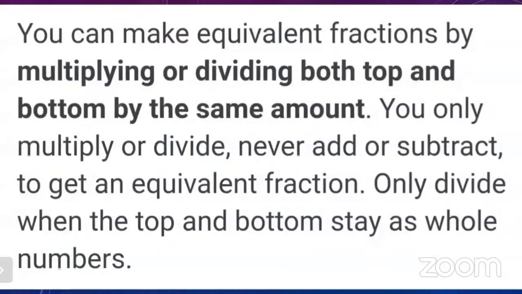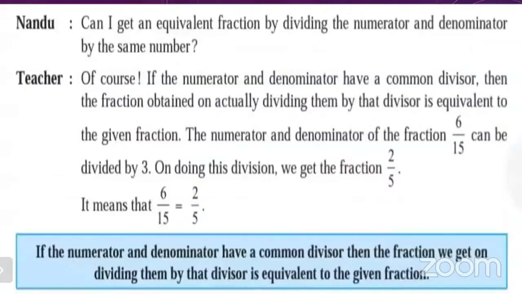Look at here. What is written here? You can make equivalent fractions by multiplying or dividing both top and bottom by the same amount. Okay, by only multiplying or dividing. So we learned by multiplying. Now dividing remains. So you only multiply or divide, never add or subtract. So we have to obtain equivalent fractions by only multiplying or dividing, not addition and subtraction. Okay. Now look at here.